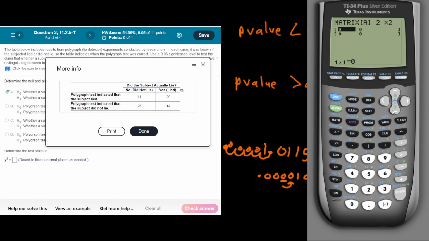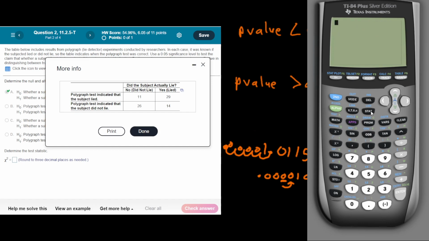Take a look. Now we have 4 numbers to input, and all we do is put those numbers in. So 11, 29, 26, 14. Okay, we're done with that. Let's go ahead and hit second quit.